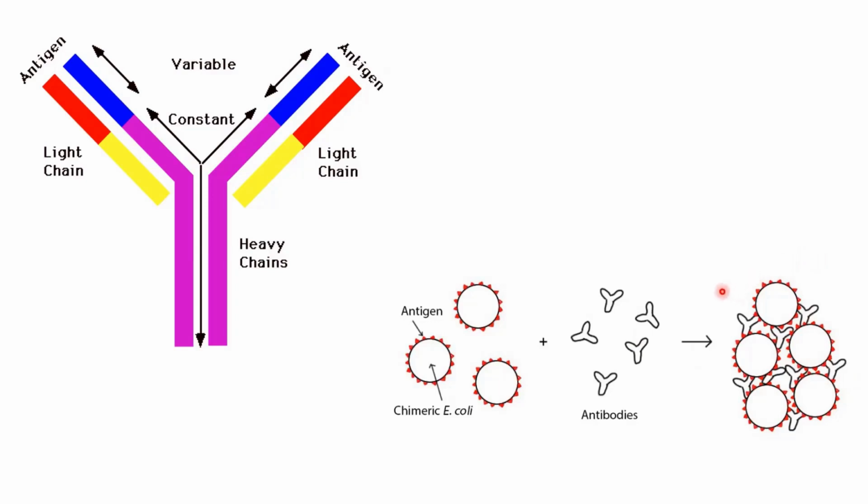This is called agglutination. This process is called agglutination: the binding of the antibodies with the antigen and formation of a clump. Now, agglutination does not only happen in case of bacterial antigens and antibodies, but it also happens in case of antigens other than bacterial.